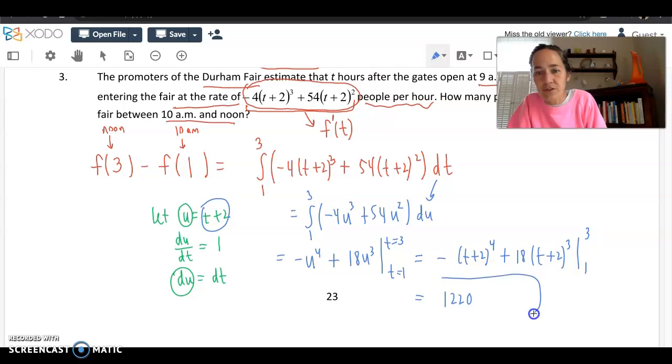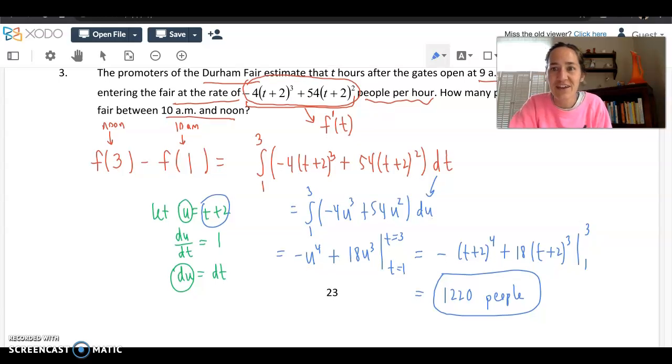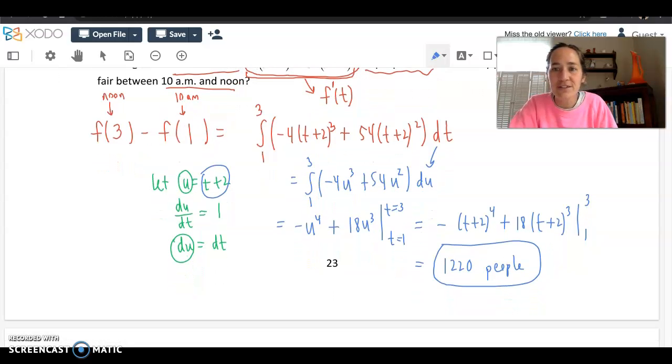And what are our units here? This isn't a value this time. This is an amount of guests entering the fair, so I'm going to say people. Durham Fair is bustling during these hours because over 1,000 people are entering at that time. You'll see a couple more good examples on the back.